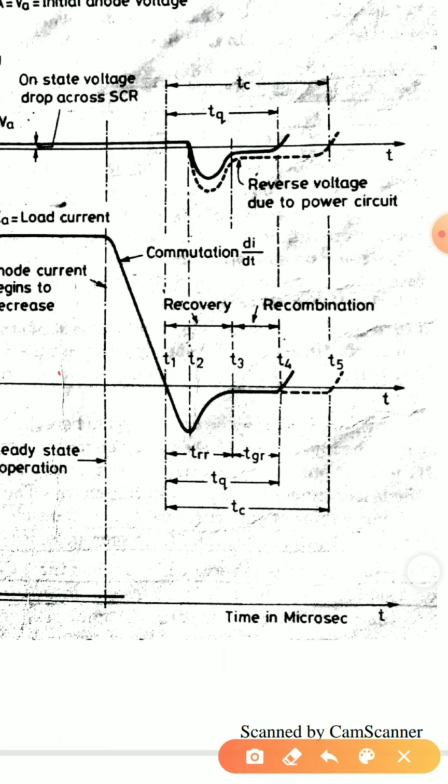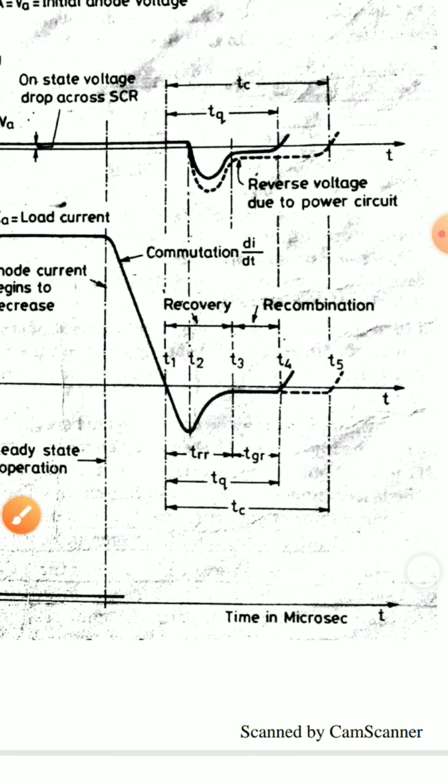Now that is below the time axis, it is my negative current. Now here we can see that from T1 to T2 it is rapidly increasing, but after T2 the current is staying reverse, but its density has decreased. Now this T1 to T3 duration, I call it my reverse recovery time.